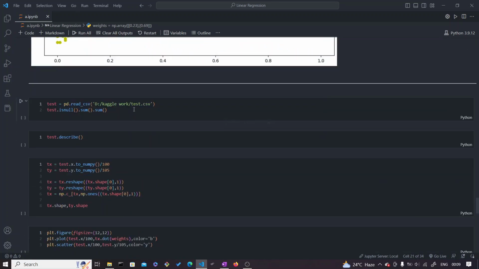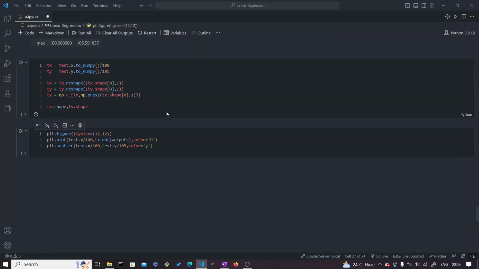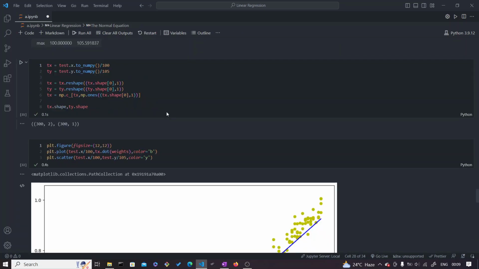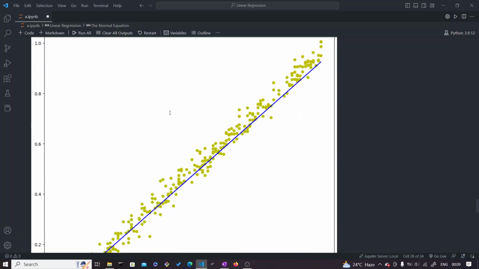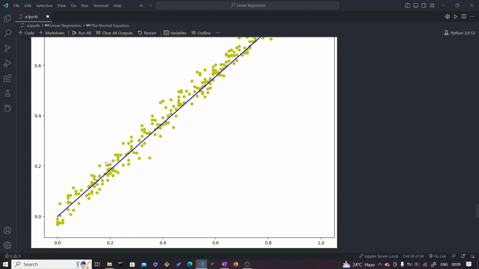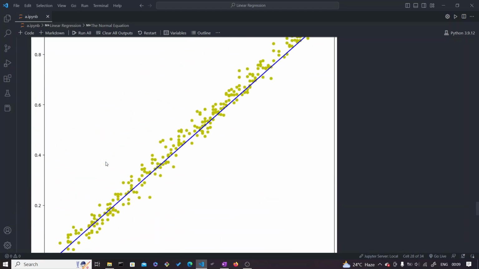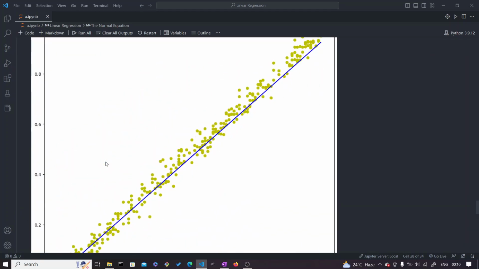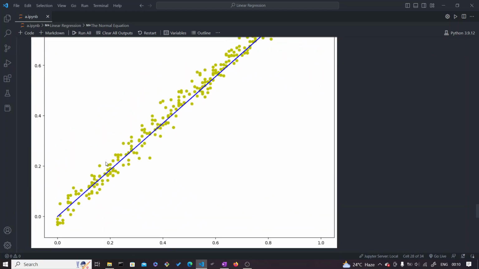Now next we have to do this on the test set, so let's go ahead and do it. So this is how it performs on the test set, which is pretty good, I believe. It's not bad. Yeah, pretty good.